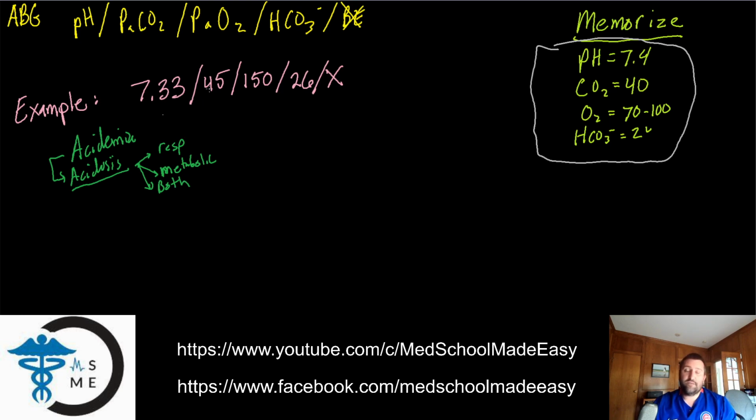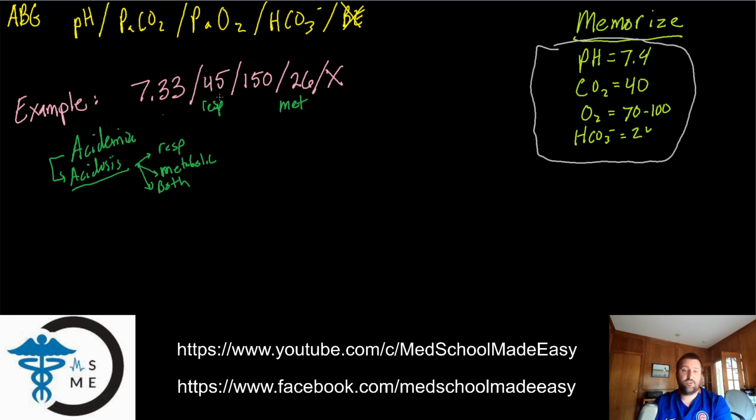I oftentimes see medical students and trainees who look at the very first parameter without looking at the big picture before answering. So we have a pH of 7.33. This is definitely an acidosis. Now we've got to figure out why. Is it the respiratory or is it the metabolic component?